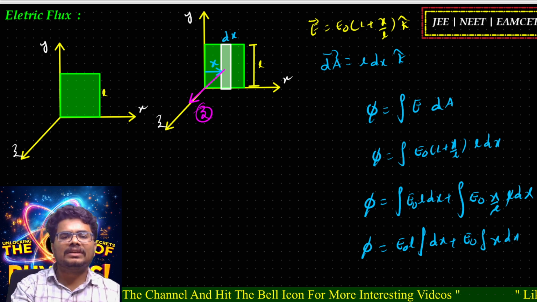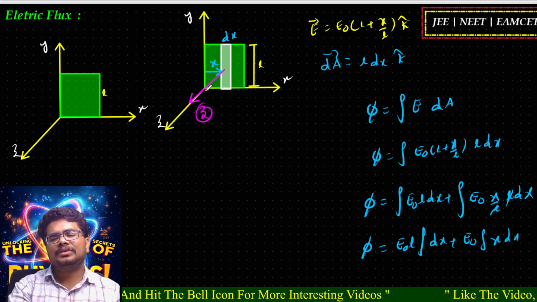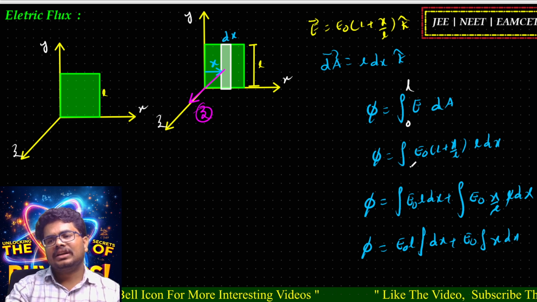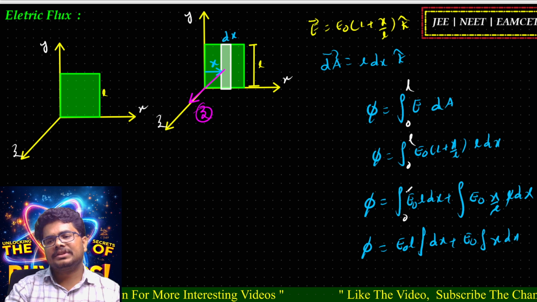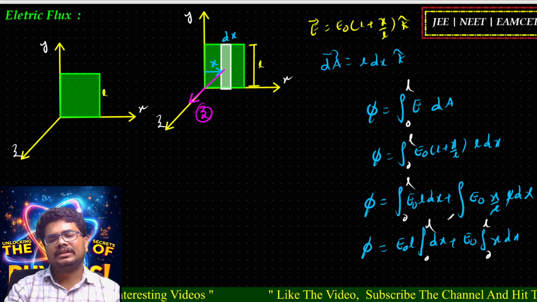Sir, limits from where to where? Same limits. From this point to this point the flux is changing, means from 0 to L, the side length. So what limits can you write? 0 to L, sir. Limits 0 to L. Okay.